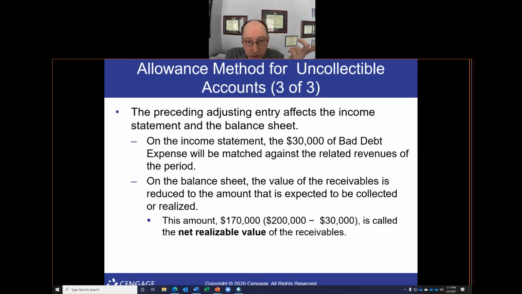There's another term here that you should know. It's called net realizable value. Net realizable value is the amount of receivables that we know we can actually collect. To figure out your net realizable value, you take your accounts receivable minus your bad debt expense to equal the net realizable value of your accounts receivable.